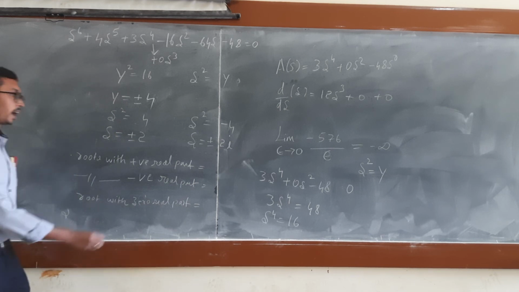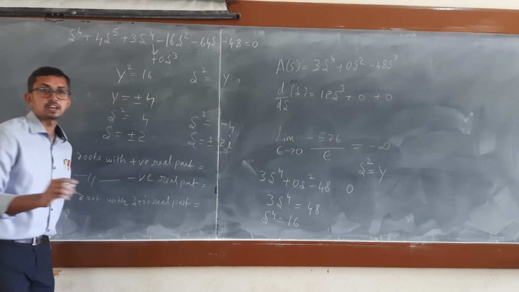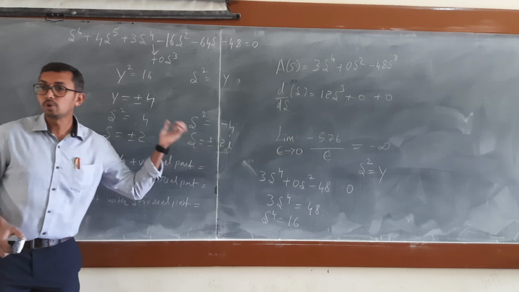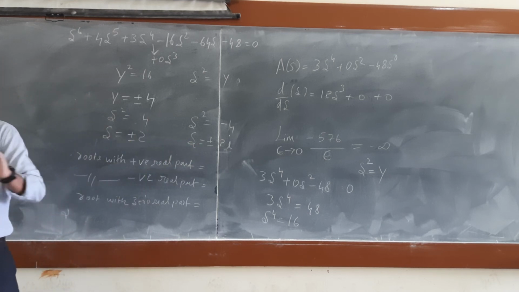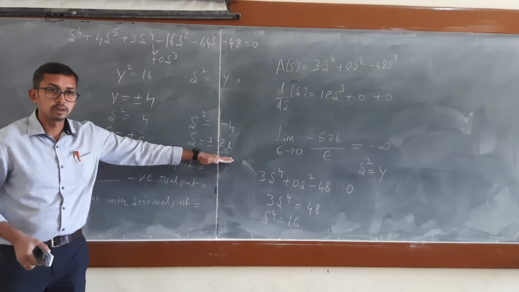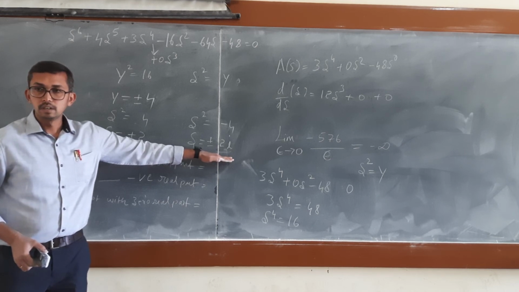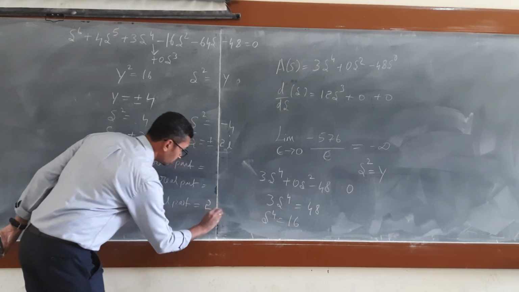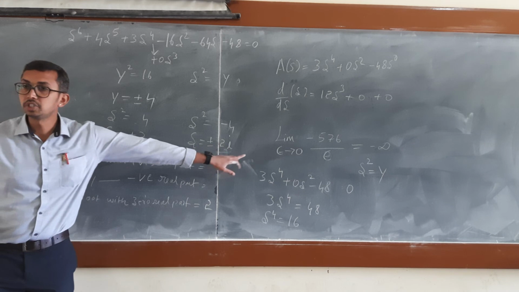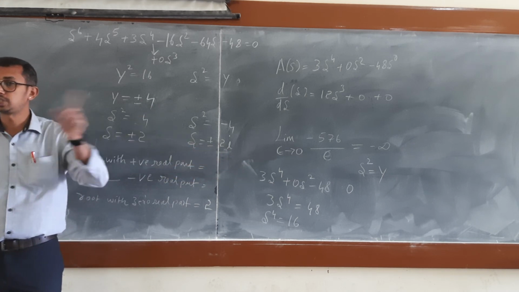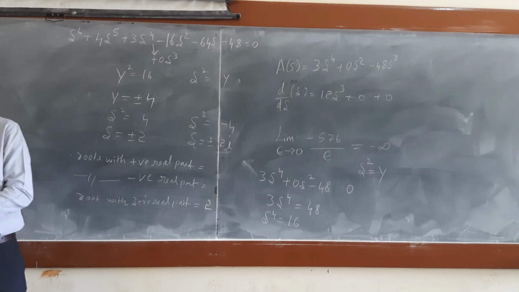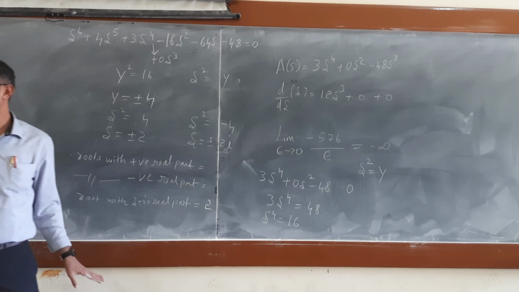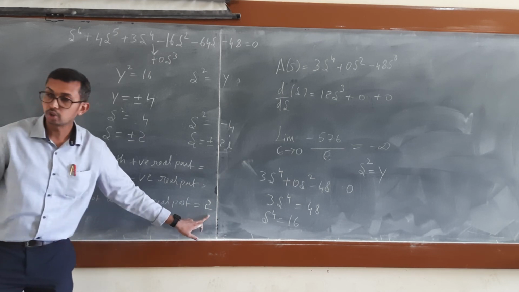See here I have two imaginary roots, right? Plus or minus 2i. That's an imaginary number, so that is with a 0 real part. Yes or no? We don't have any real part in this imaginary number. So how many roots with 0 real parts? 2. That is s is equal to plus 2i and s is equal to minus 2i. So these are the two roots having 0 real parts. Therefore the number is 2.